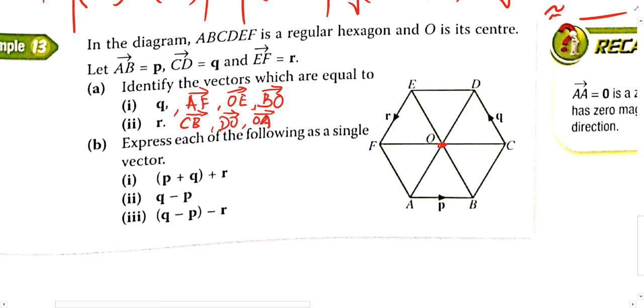Now express the following as a single vector: P plus Q plus R. Do the brackets matter over here? No, because when I do 1 plus 2 plus 3, I can simply remove the brackets. So we are just adding them up. Okay, so now P plus Q plus R.